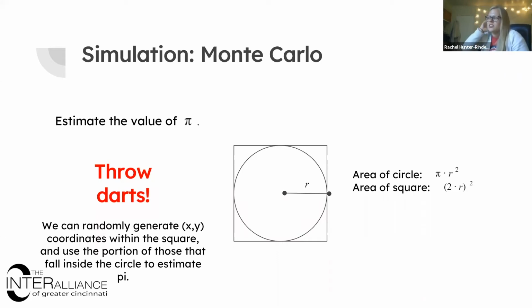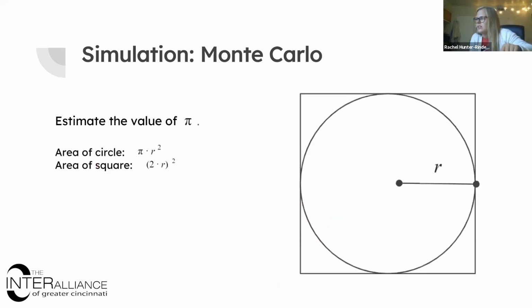So we can randomly generate x, y coordinates that fall within that square, and look at the portion of those that fall inside the circle to estimate pi. If we want to look at this visually, here's our space that we can throw darts into, and we'll see that it doesn't matter what the radius is. I don't need to know that, but what I'm going to do is randomly generate points within that square.